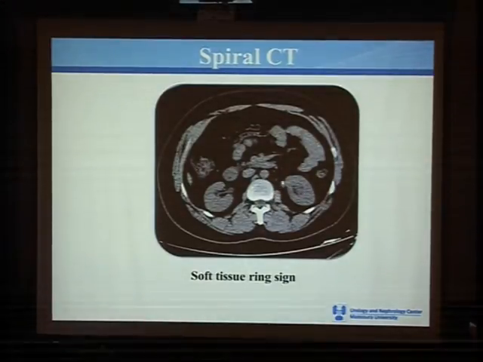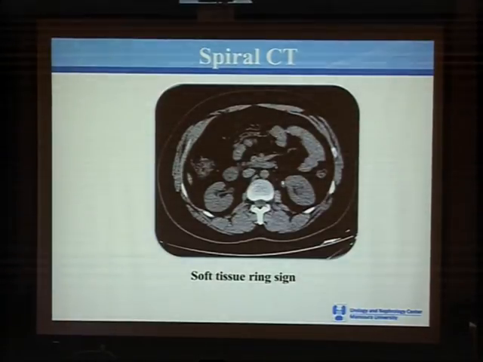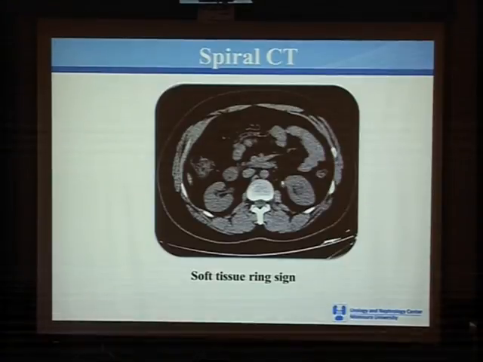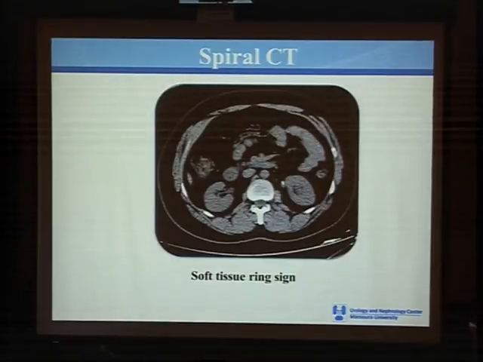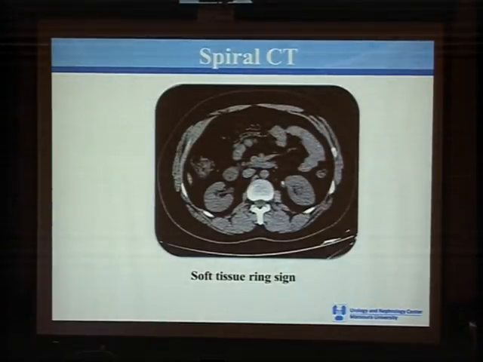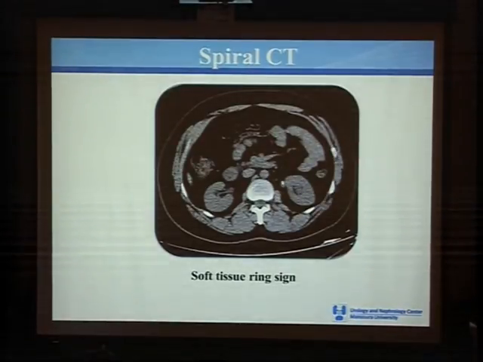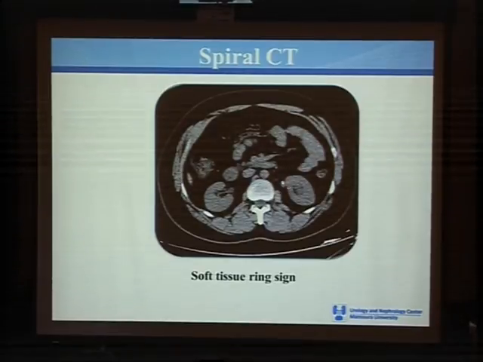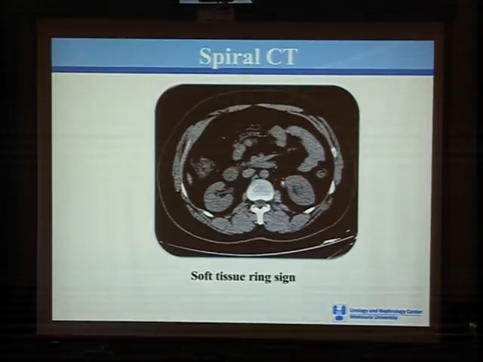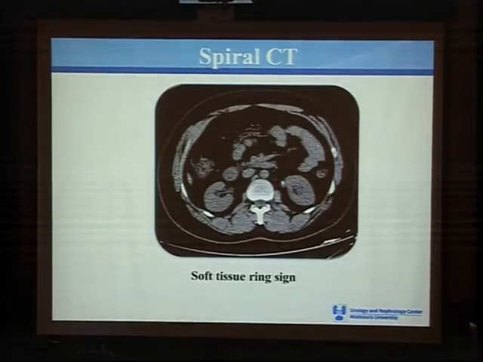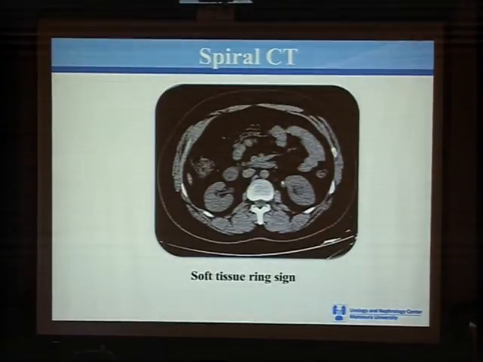Why is it called ring sign? The ring here, this is my finger. The finger is the stone, which is bright white. And the gray zone is the ring, because of edema of the ureter. So here is the stone, bright white. This is my finger, and here the gray one, this is the edema around the ureter, which is the ring. We call it soft tissue ring sign.